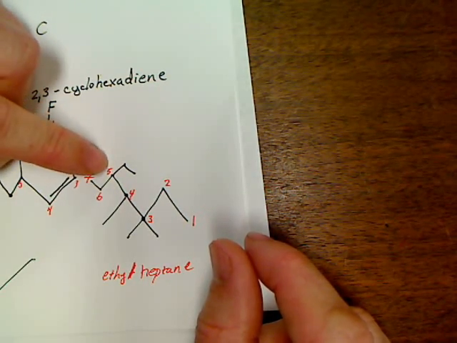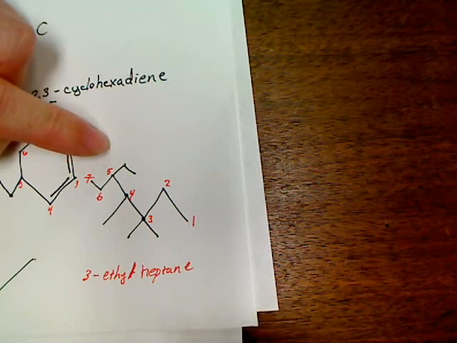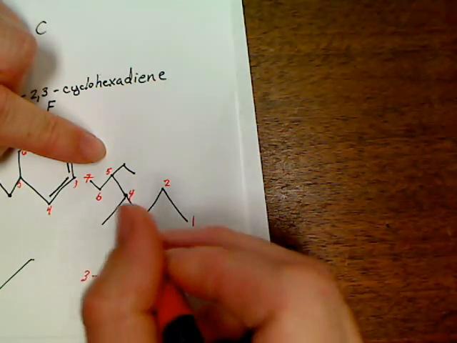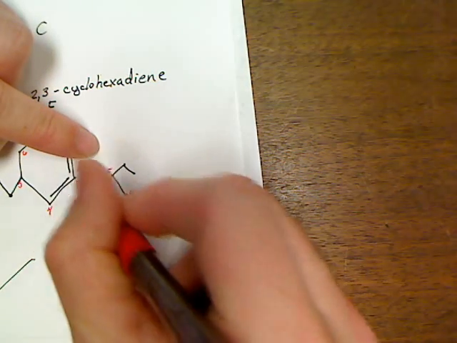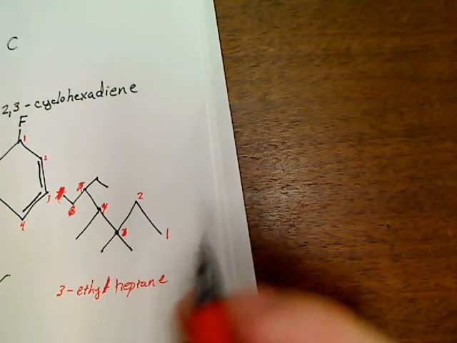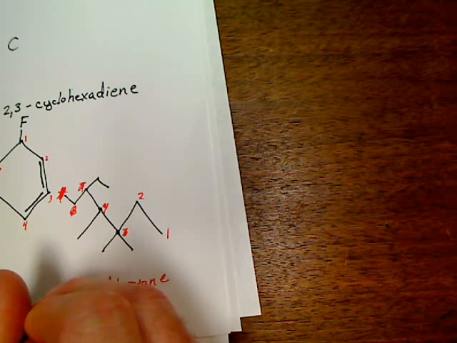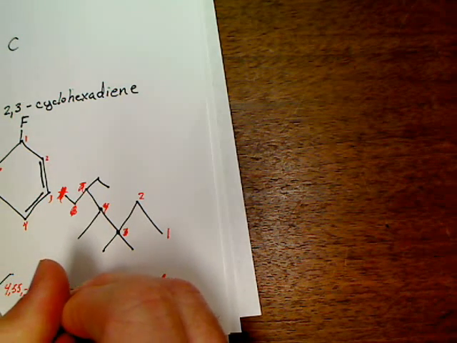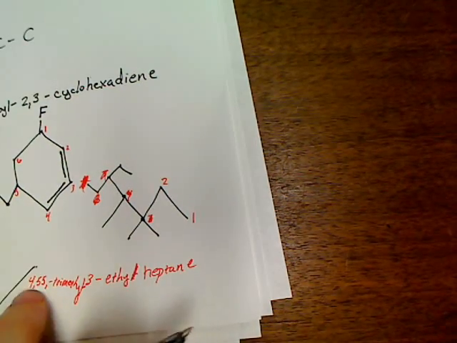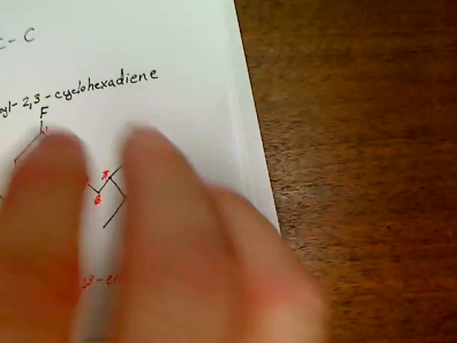I feel like such a loser. So that should be a 3 dash ethyl, and then oh my goodness. So that's 1, 2, 3, 4, and then 5. 4, 5, 5. Trimethyl. I can't write. 4, 5, 5 trimethyl 3 ethyl heptane is a walking praying mantis.